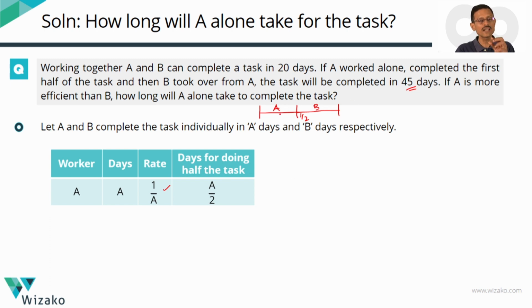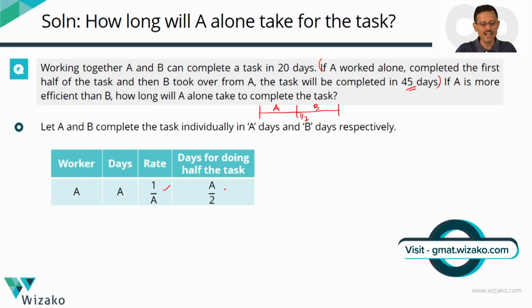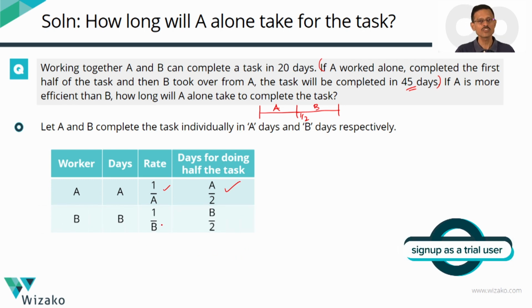So A is completing one half of the task alone as far as statement 2 is concerned, if the scenario in statement 2 is exercised. If A takes A days, let's say A takes 40 days to finish the task working alone. To finish half the task working alone, A will take 20 days. We have assigned A as a variable as the time taken by A to finish the entire task. So to finish half the task, A is going to take A by 2 days. The same thing for B. B takes B days to finish the task. B will finish 1 by B of the task in a day. So to complete half the task, B is going to take B by 2 days.